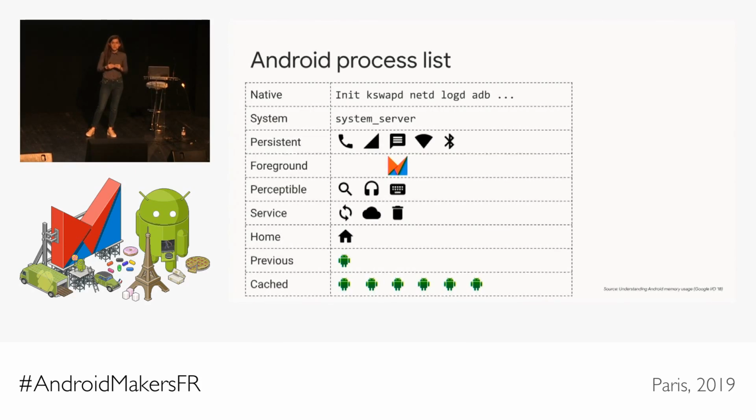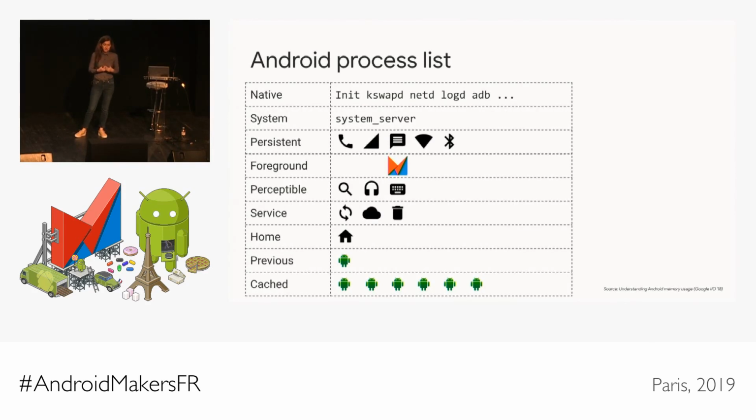The next process list is represented by the foreground apps. Let's say that our user right now is trying to use the Android Makers app. He or she wants to see what's happening today, what the agenda is, and more details about the speakers. At the same time, the user is listening to some music. So that process is part of the perceptible processes list. The music sound is playing in the background.